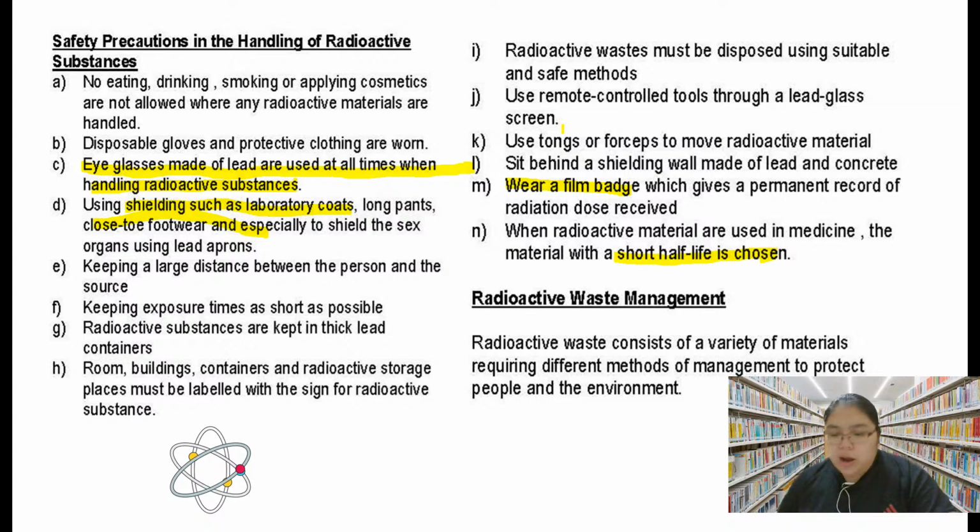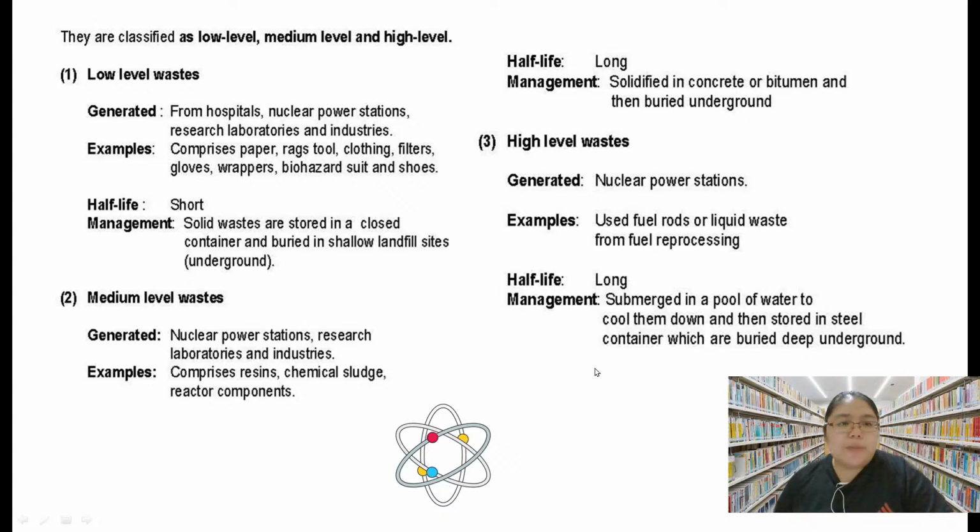Now I want to see how to manage the waste, the extra material that was never used, which we want to dispose of. The first one: radioactive waste consists of a variety of materials requiring different methods of management to protect people and also the environment. Let's separate it into 3 parts. The first part is low level waste, which means the radiation has a low effect. Low level waste comes from where? Hospitals, nuclear power stations, labs, and also industry. This is an example.